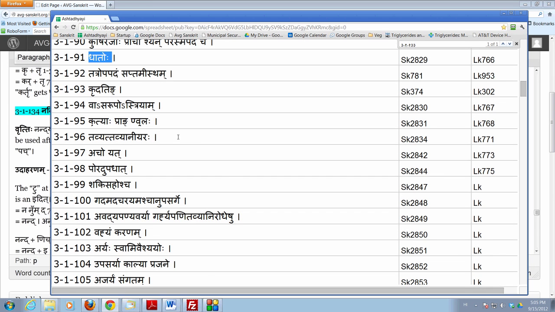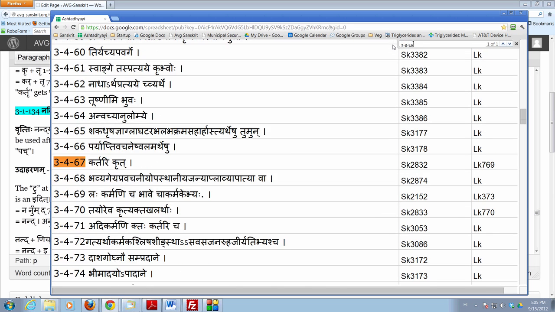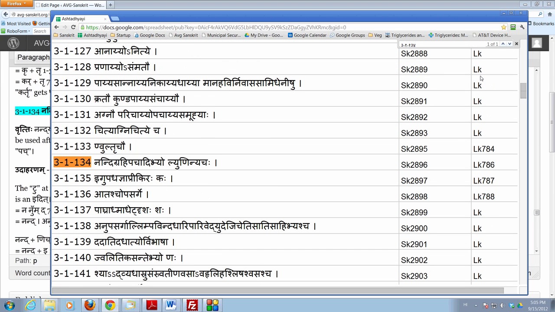So this is how it helps to know where you are in the Ashtadhyayi to understand these sutrani. Now we also know that by 3.4.67 Kartari Krit, unless stated otherwise, these affixes are to be used in the sense of the agent of the action. Okay, so Lyu Ninyachaha.